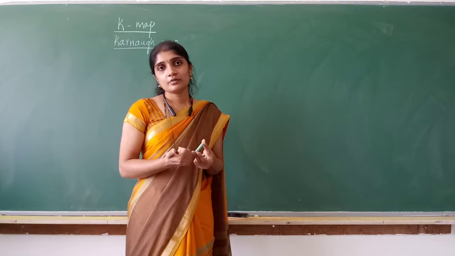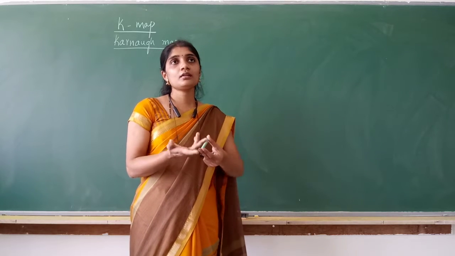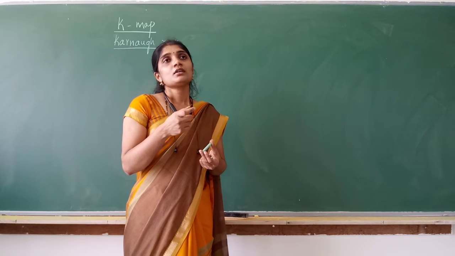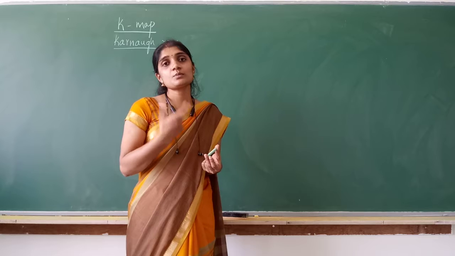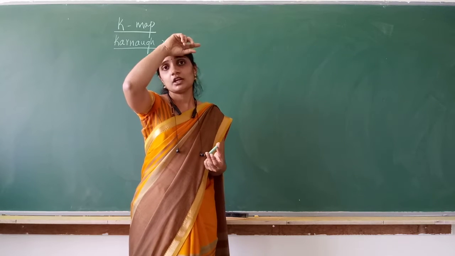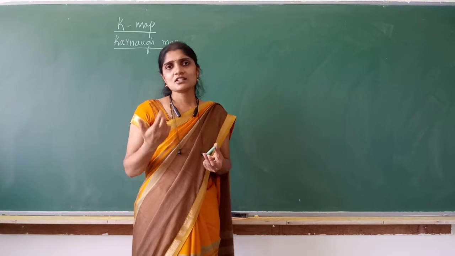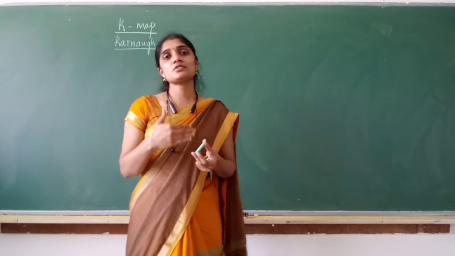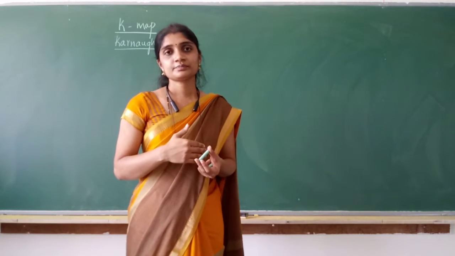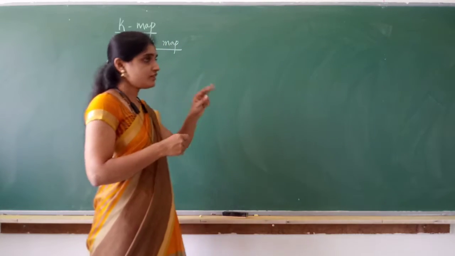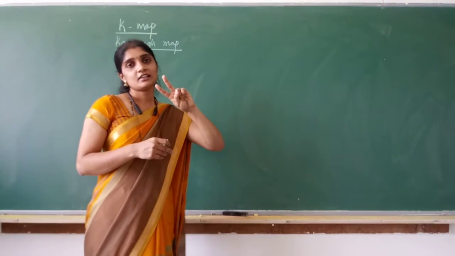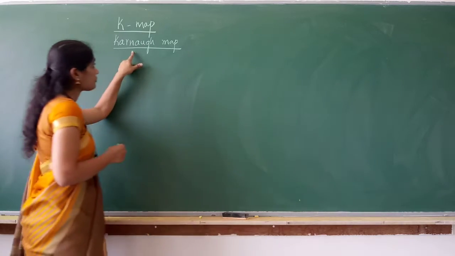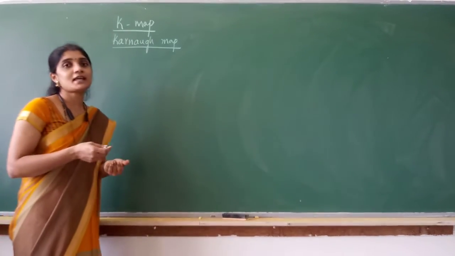So what is the other method we have? Every time we cannot spend so much time simplifying the switching equation. The time required is more when we start simplifying the equation using the Boolean algebraic properties. So what is the other alternative we have? We have a technique to simplify the switching equation. We have got two techniques. In that, the first technique is Karnaugh map. In short, we call it K-map.